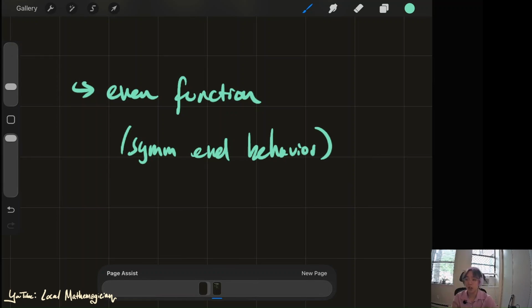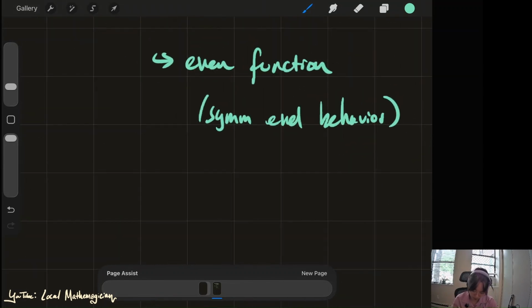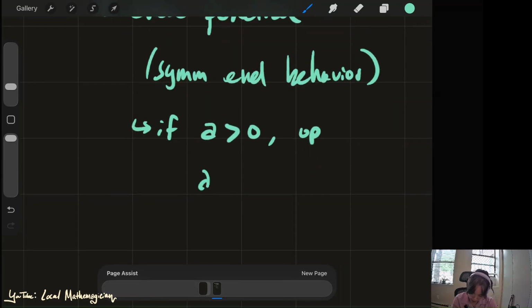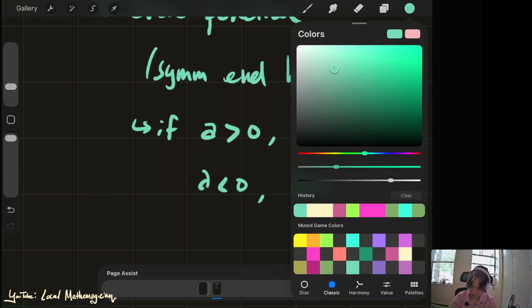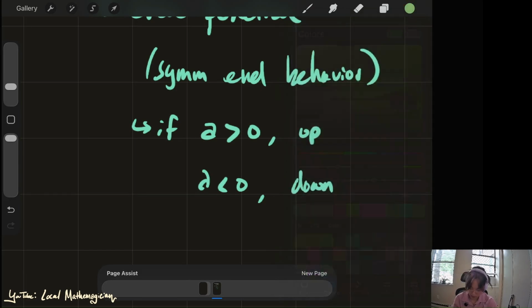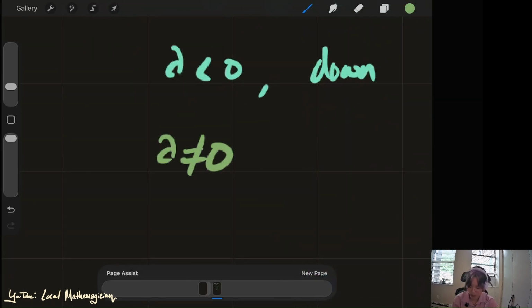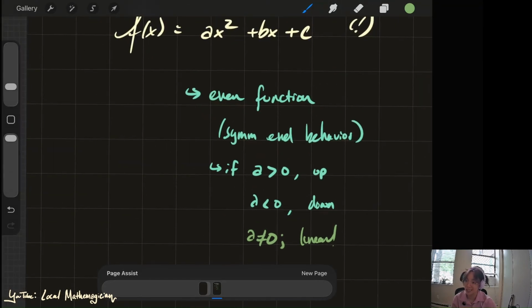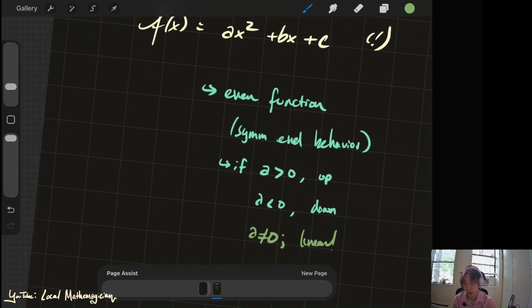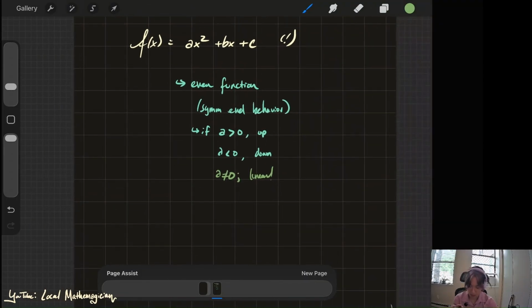How do we know if it opens up or down? If a is greater than 0, up; a is less than 0, down; and a can never be equal to 0 or else it's linear. Okay? So a will not be 0. I will never give you an a that's 0 because that's a line.